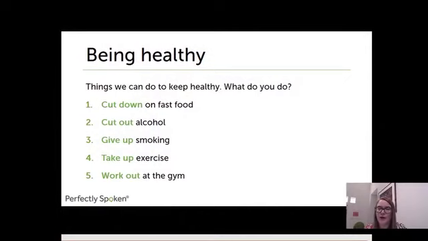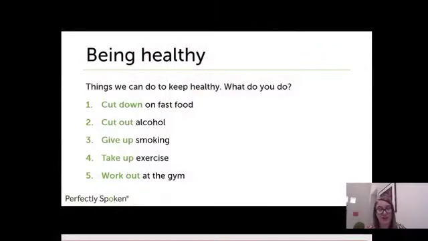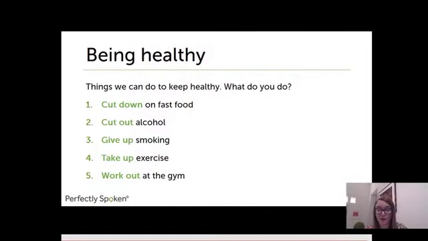So the first one we had was cut down. Now, cut down on something means reduce. If you cut down on something, you do it less. And this is very different to phrasal verb number two, which is cut out. Cut out means eliminate, stop it completely. So in my example, I said you can cut out alcohol, and this can make you healthier. Number three, give up smoking, quit smoking.